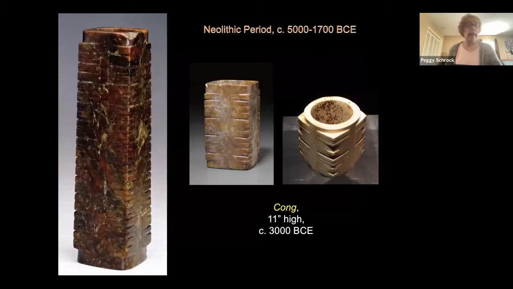Another early thing we find, and by this time, most of what we have is from tombs. That's typical of most of the world. Older art comes from tombs. And jade is one of the earliest things we see, as early as 3000, found in tombs.